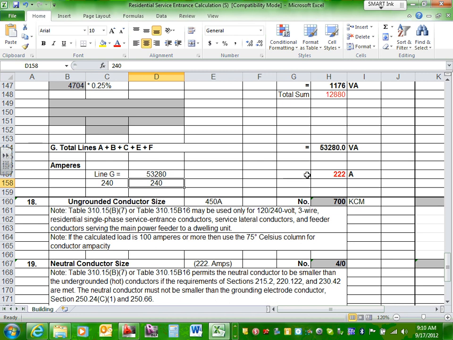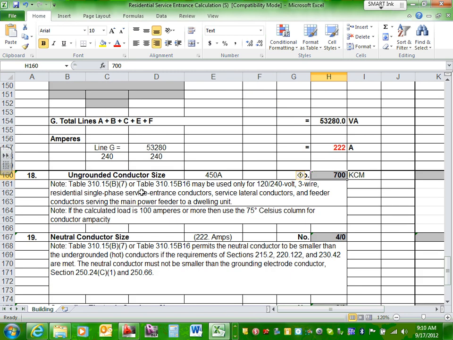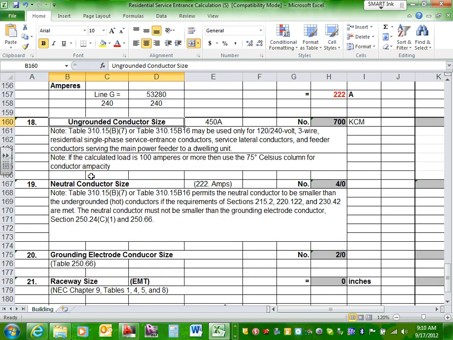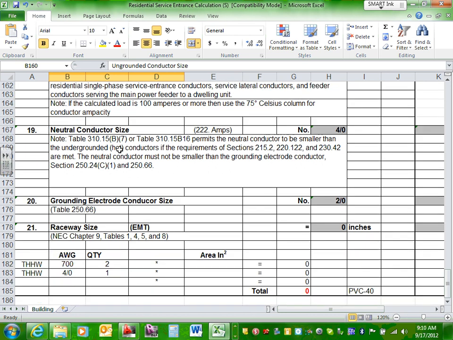Okay, so you're going to end up, guys, with a 222 amp neutral load. So that's why you size your neutral based on this amps. So your neutral is going to be smaller. Okay, so you size your number 18, the ungrounded conductor, and number 19, the neutral conductor.